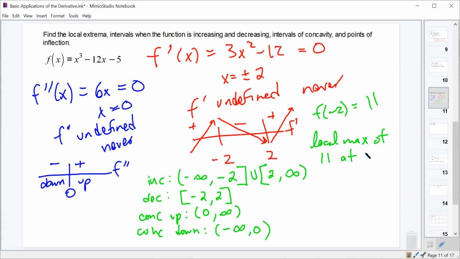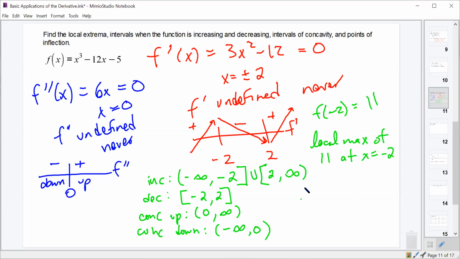We could say that it occurs at x equals -2, but the place where it occurs is irrelevant to what they're asking. They're asking, what is the local extrema? It is 11. It occurs at x equals -2. Sometimes they'll ask where does it occur. Sometimes they'll ask for the coordinates of that point. So just make sure you answer what they're actually asking.